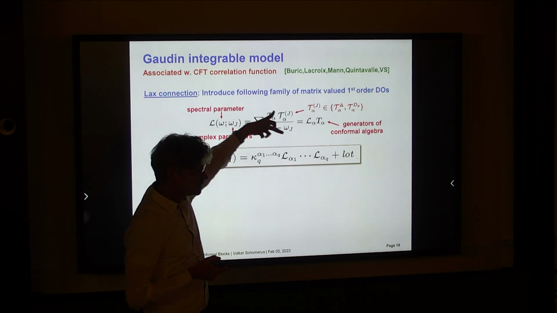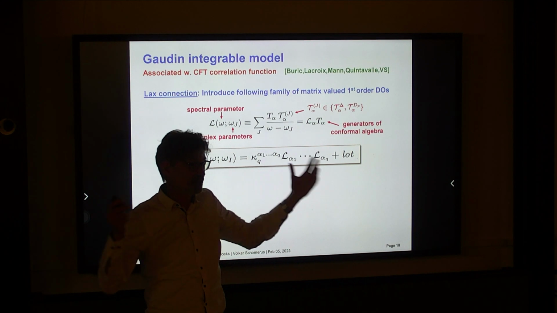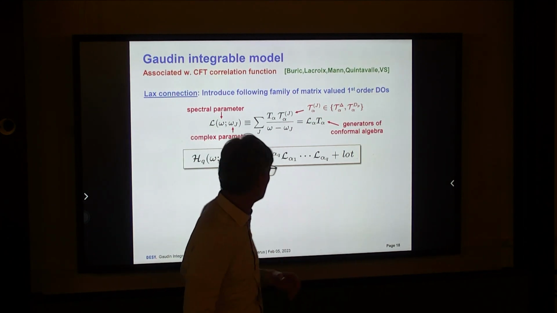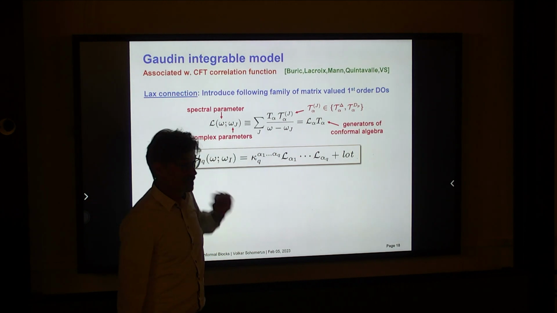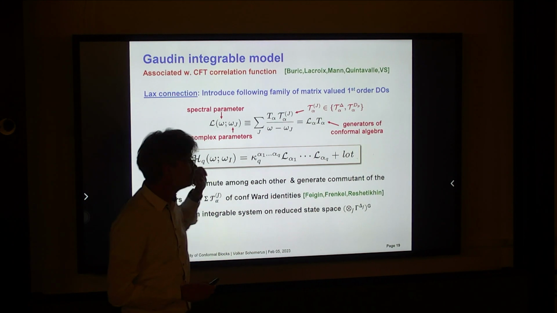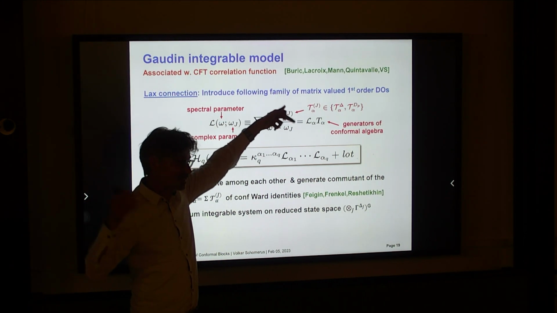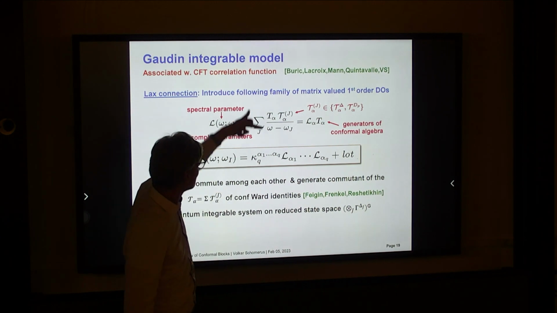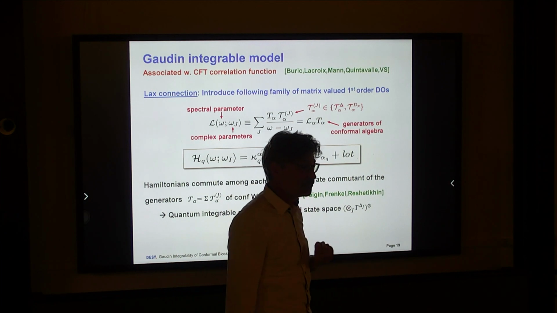So this is a family of first order matrix valued differential operators. What I put here is the sum over sites, let's say in an n-point function there are n terms that I include here. Then I put my first order differential operators that I use to describe the primary field. I multiply them with matrices in the fundamental representation of my conformal group.